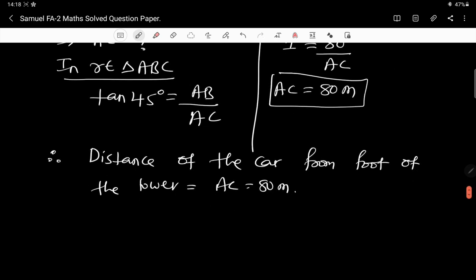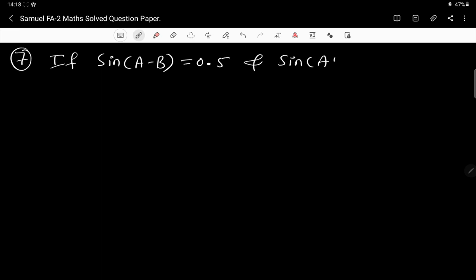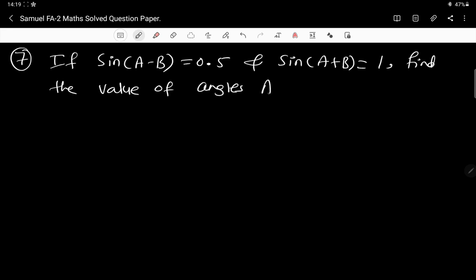This was quite a simple question. Let us move on to the seventh question. If sine of A minus B is equal to 0.5 and sine of A plus B is equal to 1, find the value of angles A and B. Okay, let us solve this question.